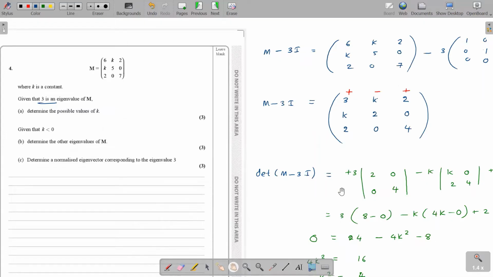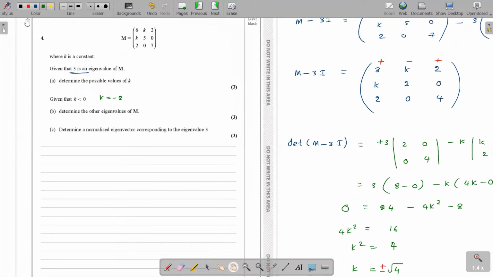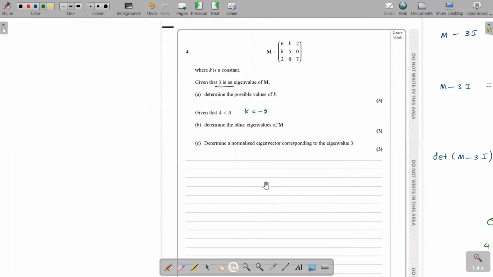Are you with me? Then in part B, they say given that k is less than 0, which means what's the k value that we are going to go with? We are going to go with the k value minus 2. Given that k is less than 0, determine the other eigenvalues of M. So you have to solve the equation and get the other eigenvalues. So shall we get the other eigenvalues?